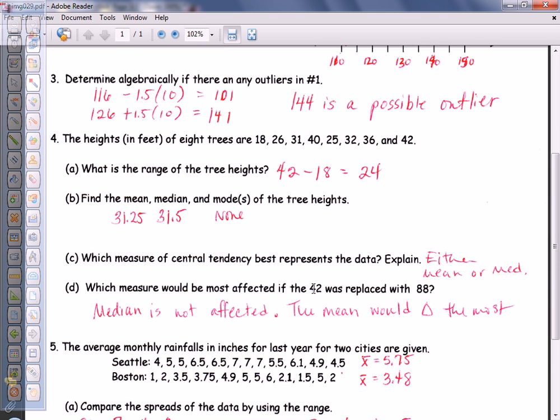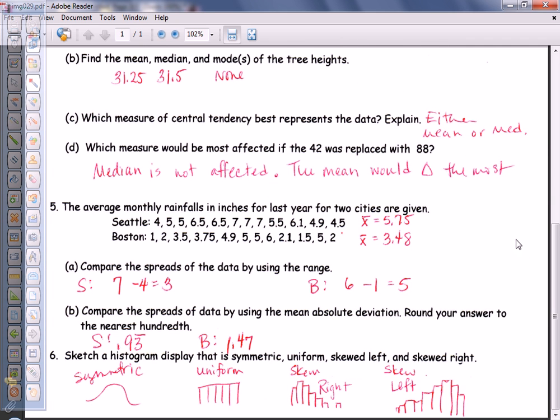Now, if we switched out the 42 with the 88, what would be most effective? Well, the median wouldn't move at all, would it? So it would not be affected at all, but the mean would change the most. Any questions? All right, let's take a look at the bottom.